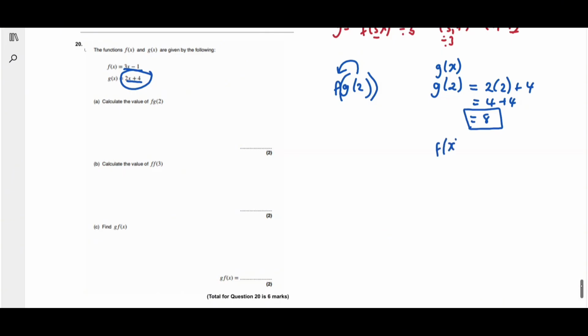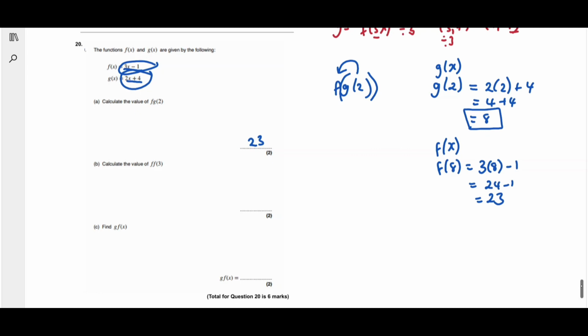So I'm going to put 8 into f of x, and that's this one here, which is 3x minus 1. So instead of 3x, I'm going to write 3 lots of 8 minus 1. 3 8s are 24. Minus 1 is 23. But again, even simple calculations, please check them on your calculator, even though they might seem really easy. Okay, so that's the first one.